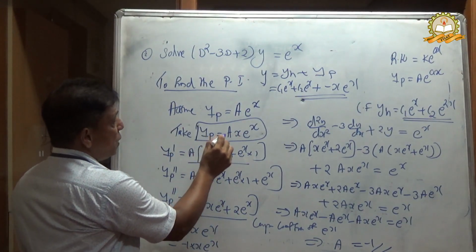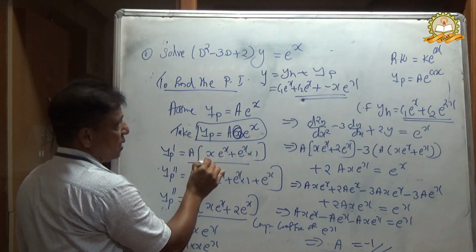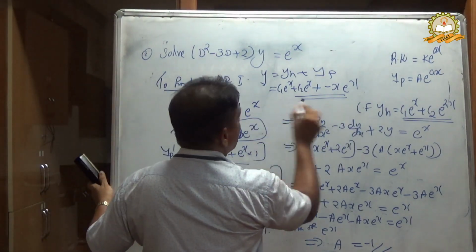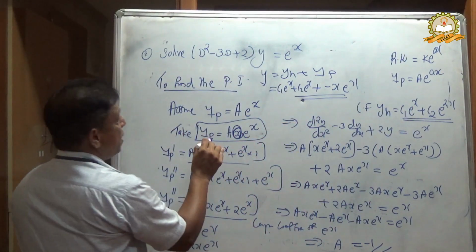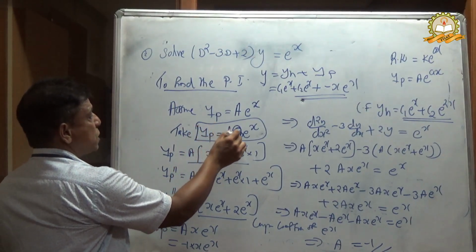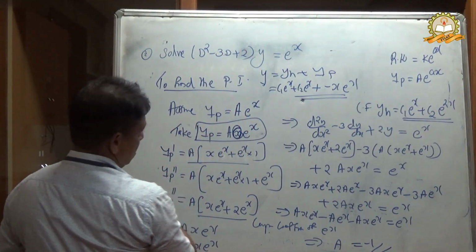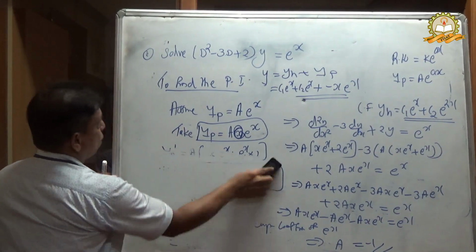Yp as a into x into e raised to x. The reason why we take x here is that the term c1 into e raised to x is already present. Therefore, to avoid the duplication, we multiply yp by x. Therefore, a into x into e raised to x. Just check out the problem. Then we can move on to the next problem.